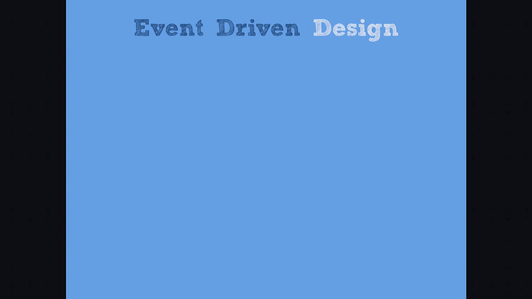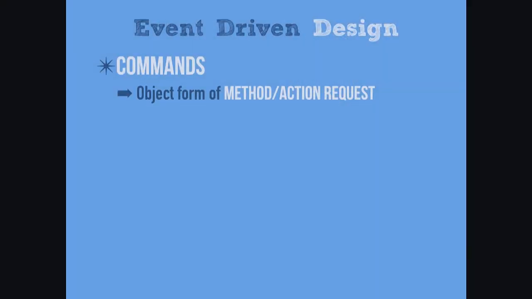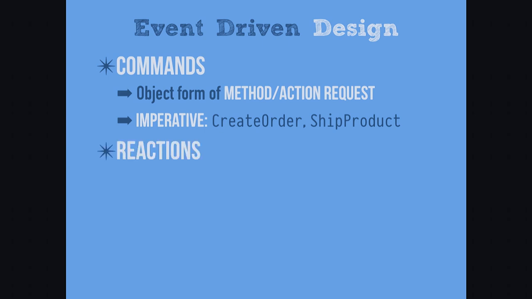But let's try to understand commands and events a little bit better. Dive a little bit deeper here, because that's really the essence of it. Commands can be seen as the object form of a regular method call, or some sort of action, some sort of request, okay? And it should be phrased in the imperative, so things like create order, ship product, etc. And that leads to reactions.